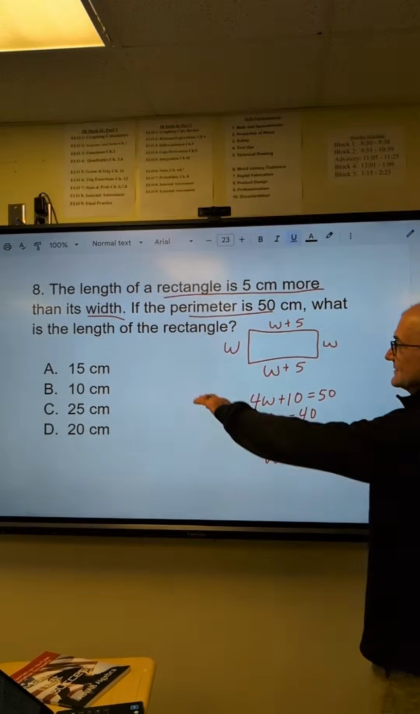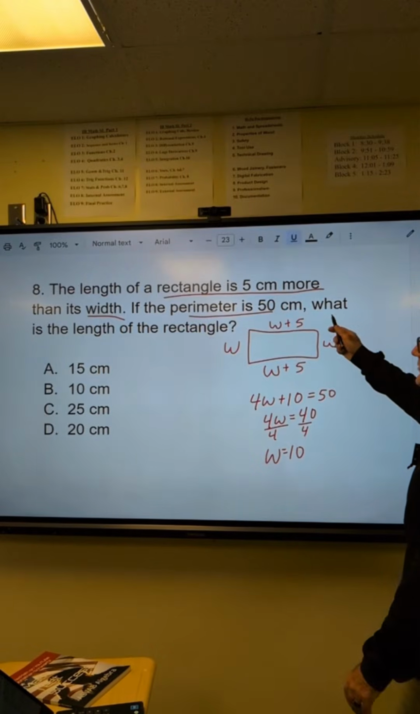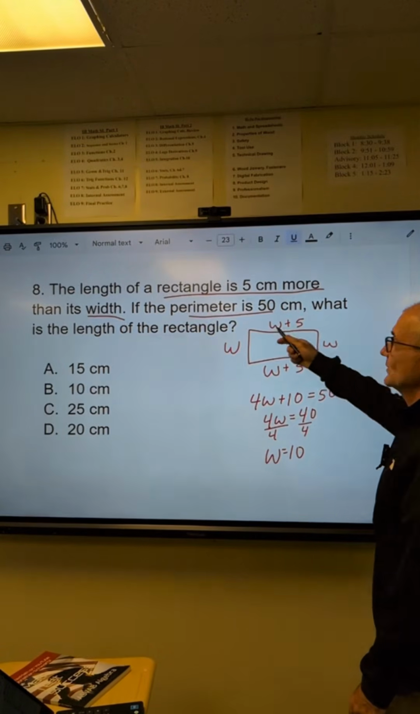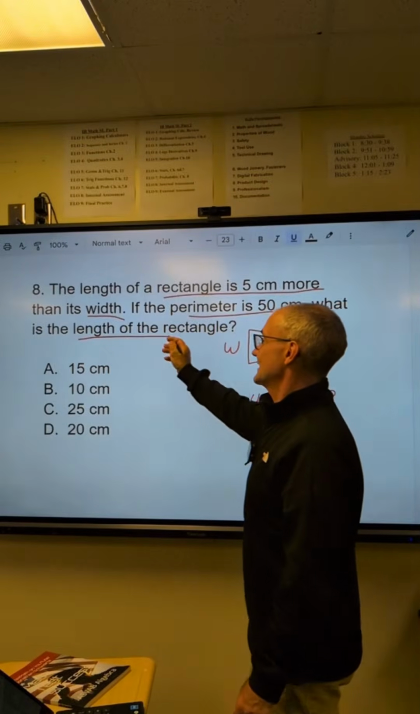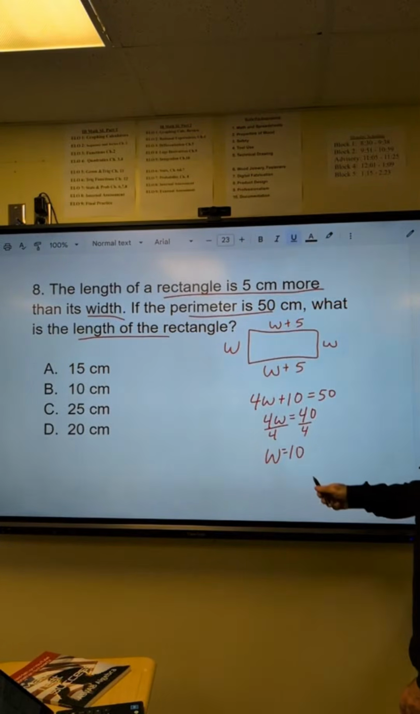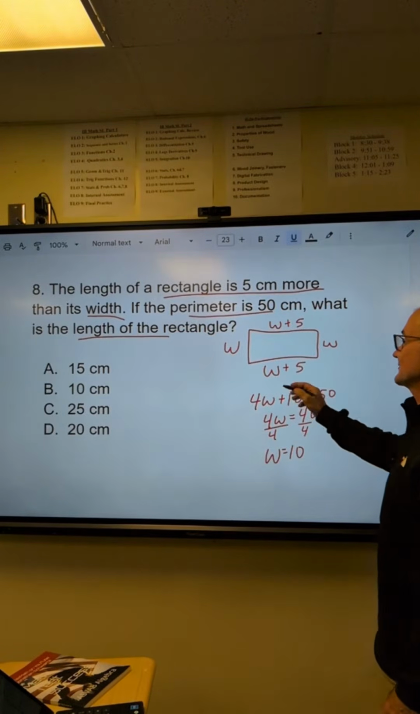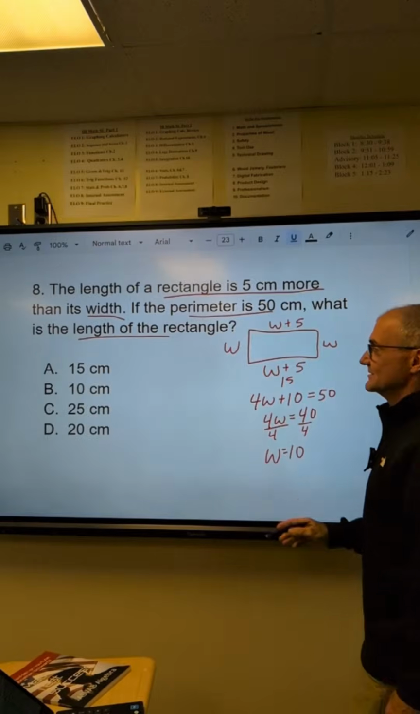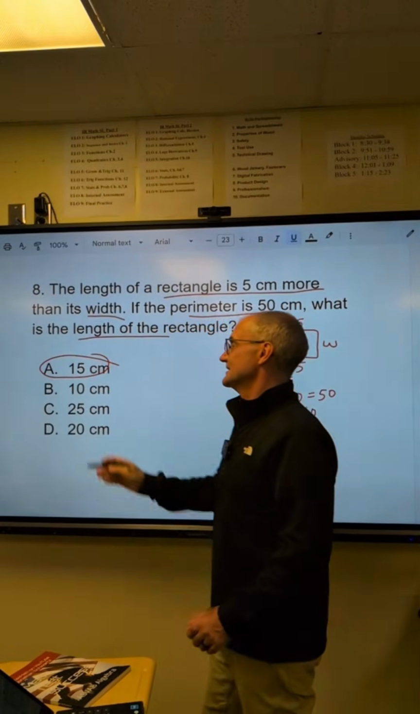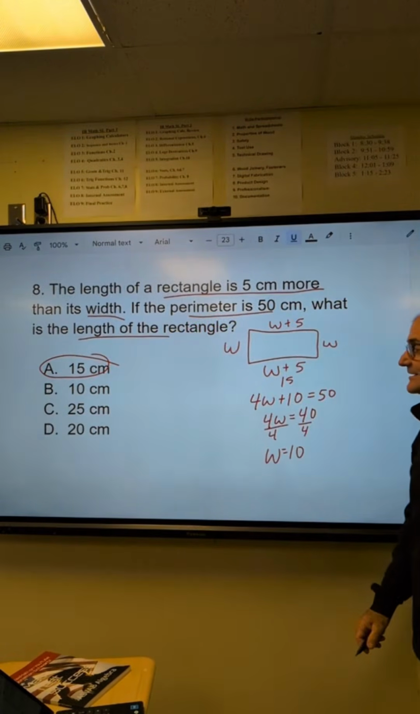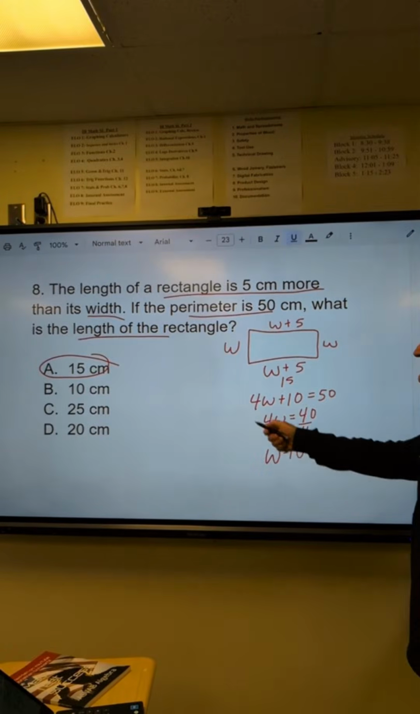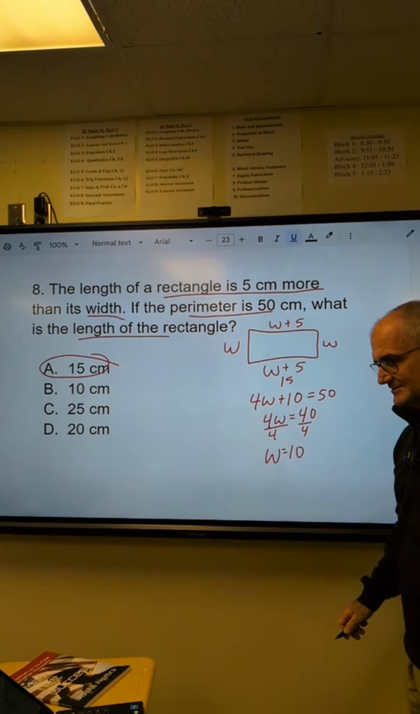I'm not just going to go over there and circle B. I'm going to read what I'm looking for. What is the length of the rectangle? Well, if the width is 10, the length is 10 plus 5, 15. So the correct answer is answer A. That is a natural distractor there. That's a tricky one. Easy to circle 10, but the correct answer is 15.